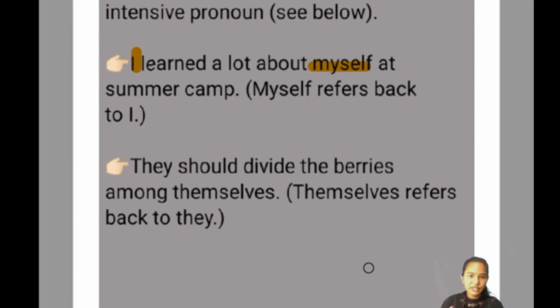The other one is, they should divide the barriers among themselves. Themselves refers back to they. With they, we can understand that there are 2 or 3 people. They should divide their barriers among themselves, meaning they may be 2 or 3 persons. If they divide the work among themselves, it would be easier for them to do that work. They are dividing only with themselves, among themselves. That is it.